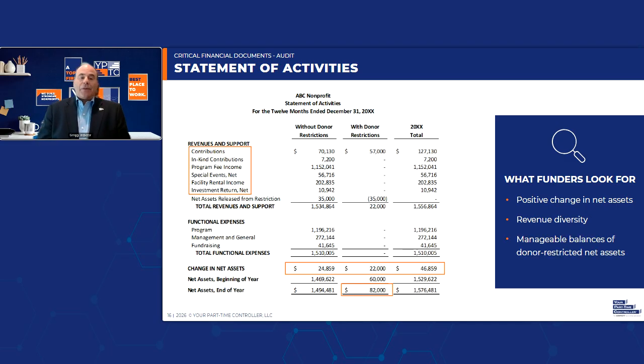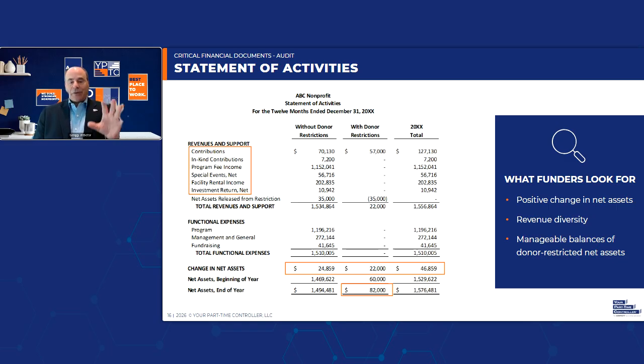And looking at the donor restrictions, even though it's not the case here, a large balance with donor restrictions can mean resources are tied up and not available for current operations. As I mentioned earlier, or I should point out if I didn't, it's important to periodically confirm that releases from restrictions are in alignment with donor stipulations. So the key points when funders are assessing the statement of activities are that there's a positive change in net assets, there's good revenue diversification, and there are manageable balances in the donor restricted net assets.